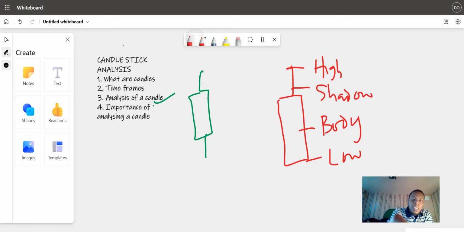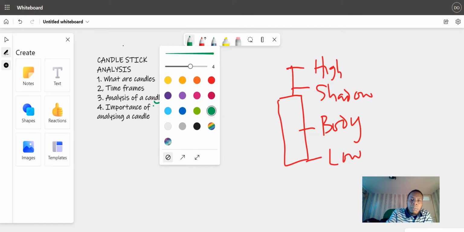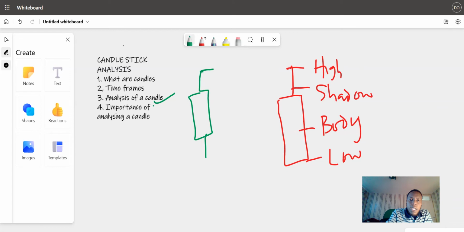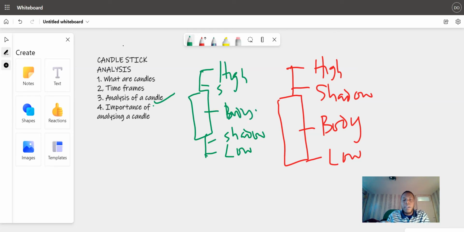Now for this, I'll pick my green marker. This is called high. This is called low. This is called shadow. This is called shadows. This is called body. Right? So this is exactly what it means.